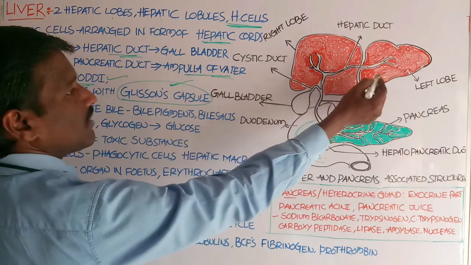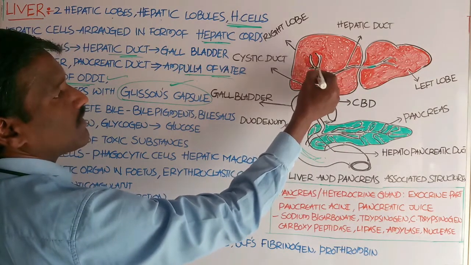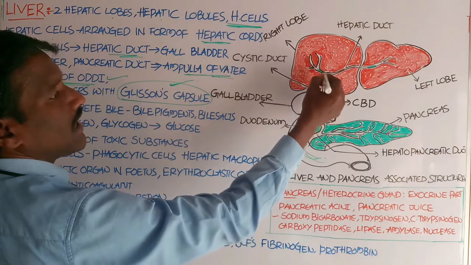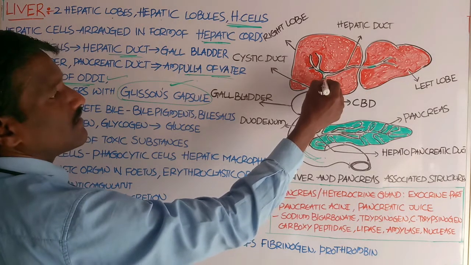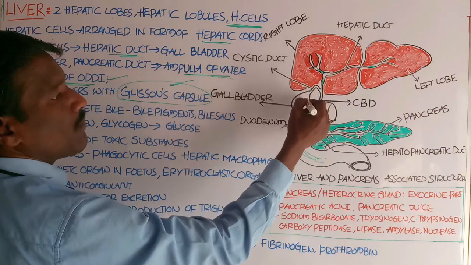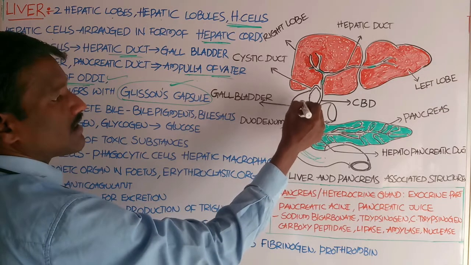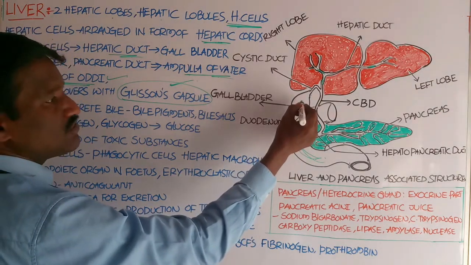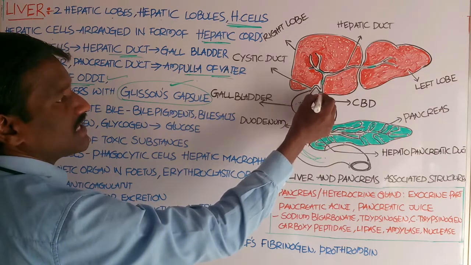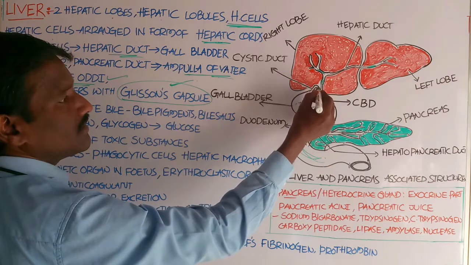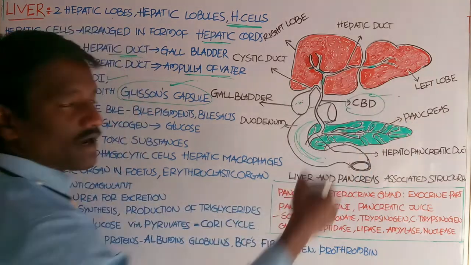It is the left lobe. The left lobe forms the left hepatic duct, and the right lobe forms the right hepatic duct, and both ducts form one hepatic duct. Okay, students, the hepatic duct opens into the gallbladder, a small sac-like structure, where bile juice is concentrated and stored. With the help of the cystic duct from the gallbladder, the hepatic duct and cystic duct combine and form the common bile duct.